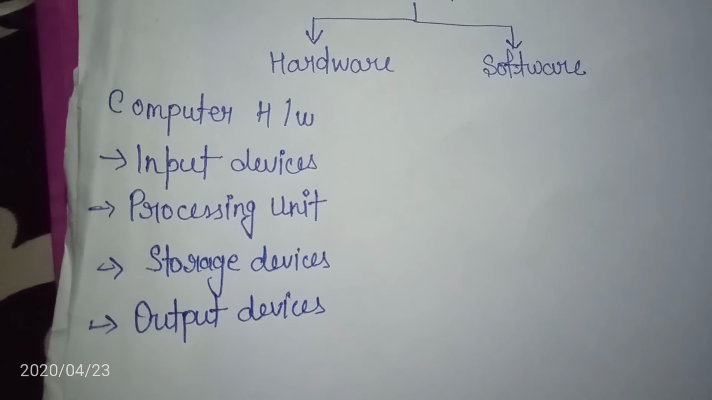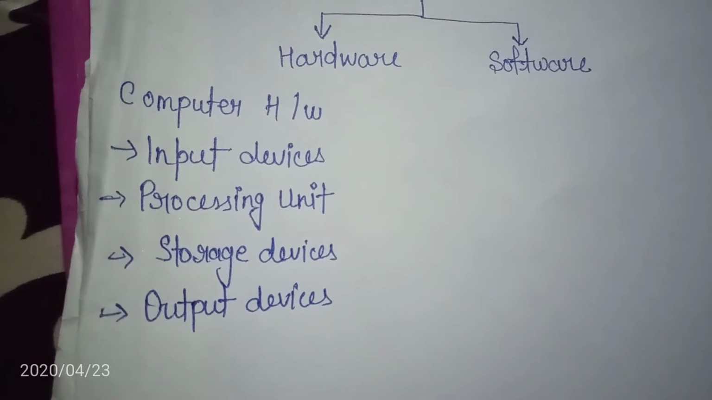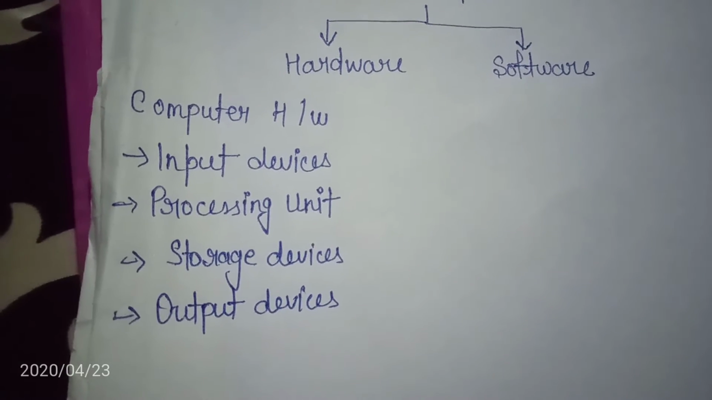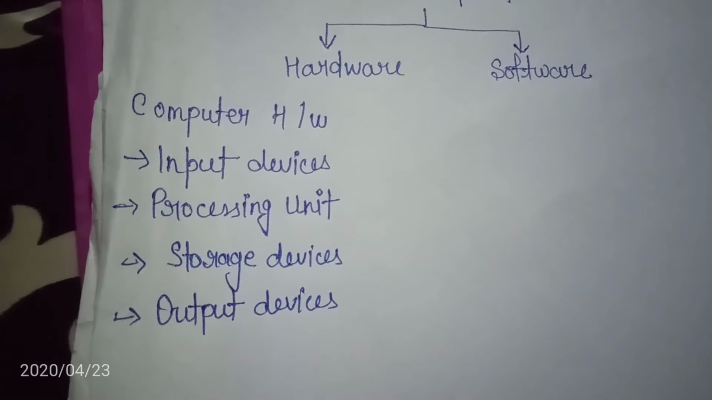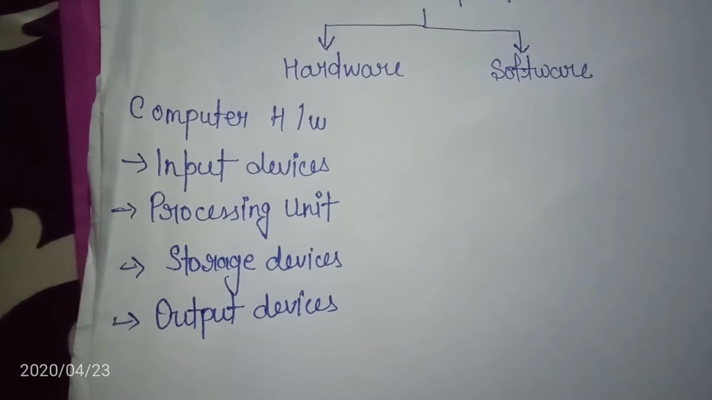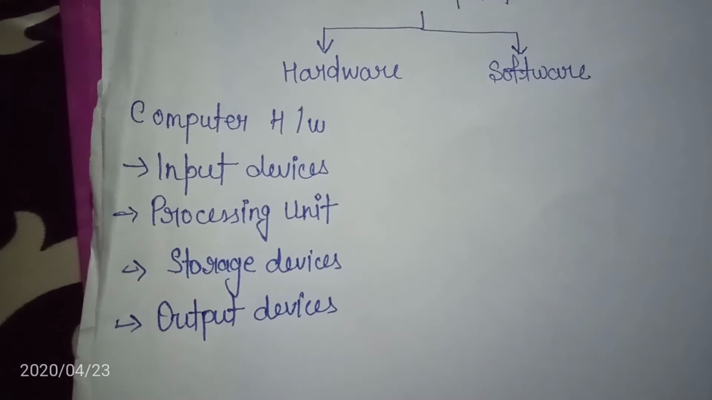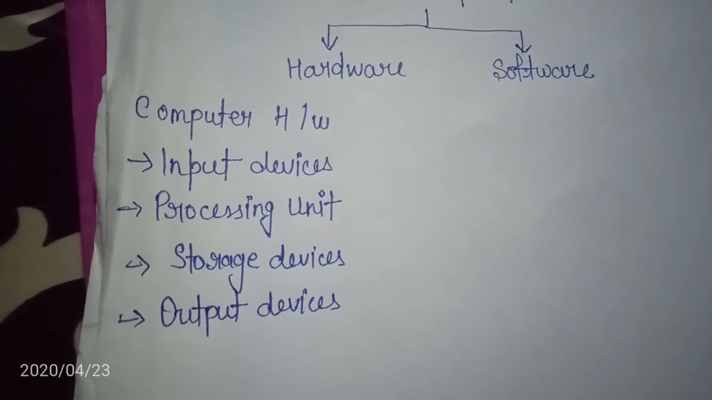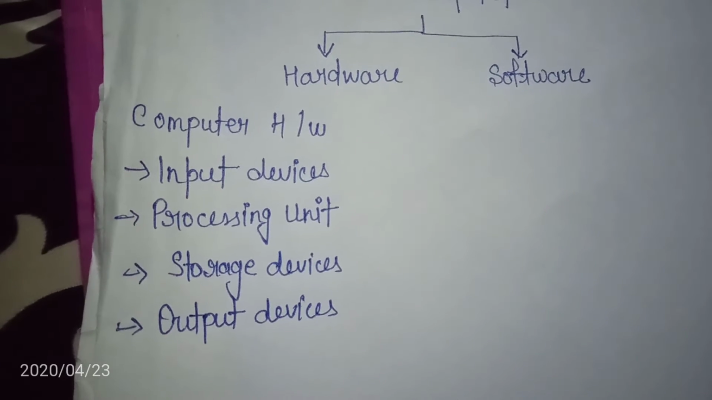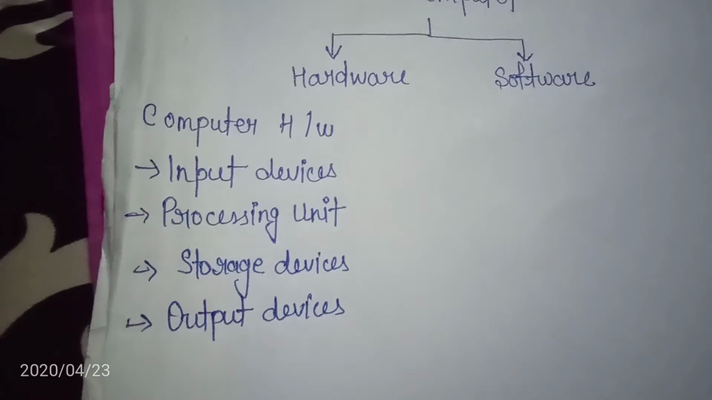Computer hardware is divided into four parts: input devices, processing unit, storage devices, and output devices. The first is input devices, the devices through which we enter data into the computer. It helps us enter data into the computer. There are various input devices like keyboard, mouse, joystick, etc. But keyboard and mouse are the main input devices, or we can say the most important input devices which every computer system needs. At minimum, we need these two.